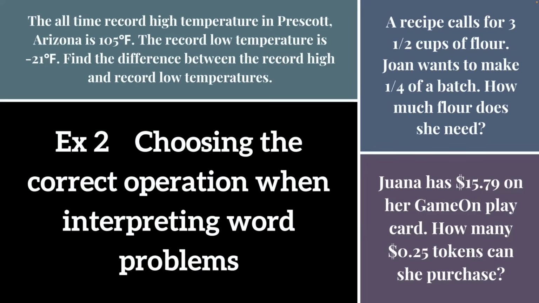Here's another one. The all-time record high temperature in Prescott, Arizona is 105 degrees. The record low temperature is -21 degrees Fahrenheit. Now, look what I ask you to do with these numbers.